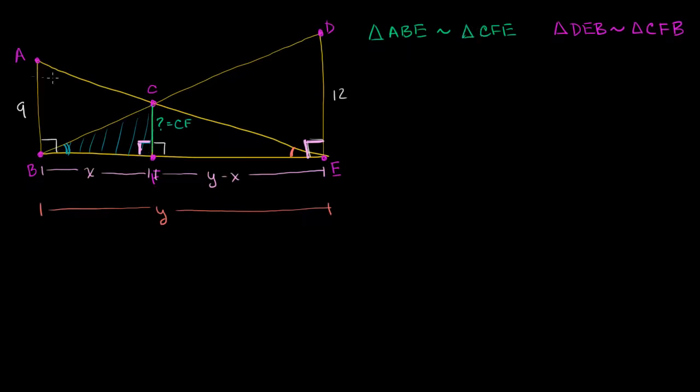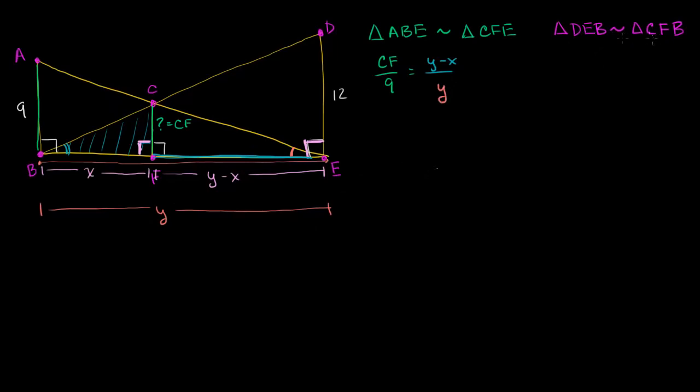So for example, the ratio between CF and 9, their corresponding sides, has got to be equal to the ratio between y minus x, that's that side right there, and the corresponding side of the larger triangle. Well, the corresponding side of the larger triangle is this entire length, and that entire length right over there is y. So it's equal to y minus x over y. We could simplify this a little bit. Well, I'll hold off for a second.